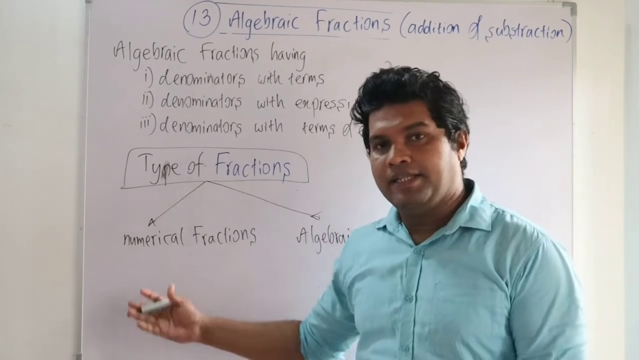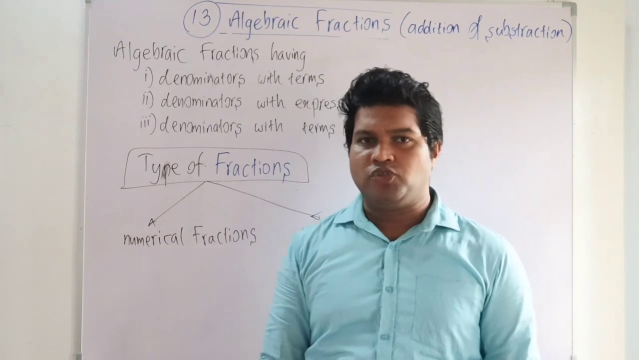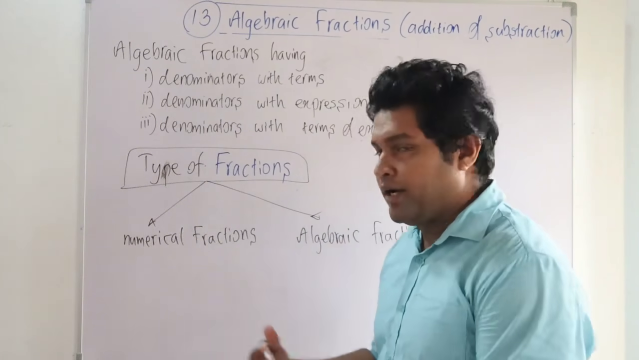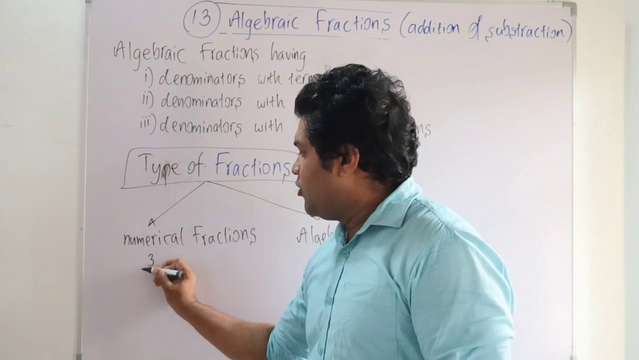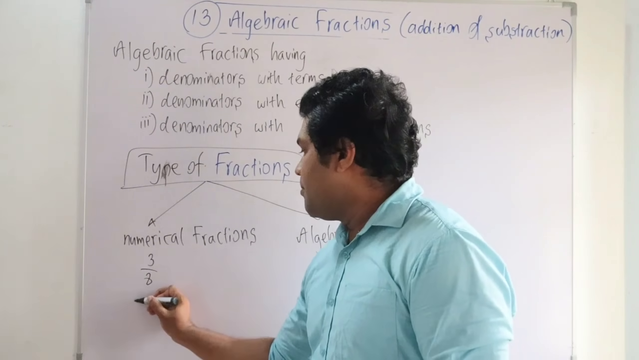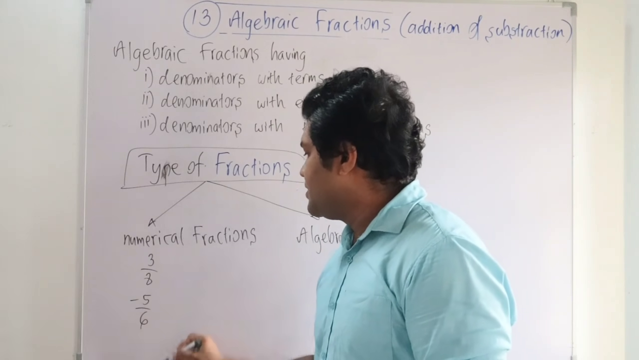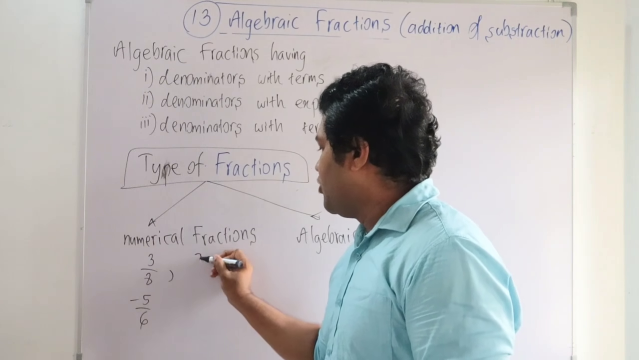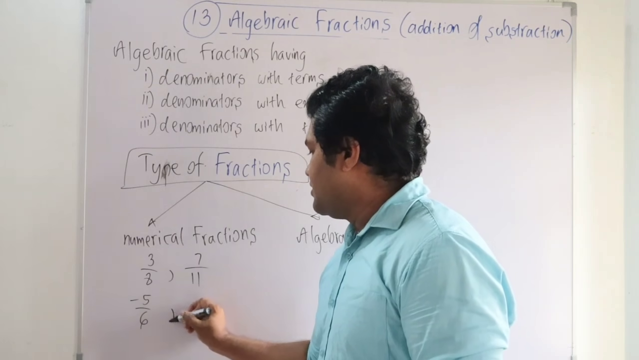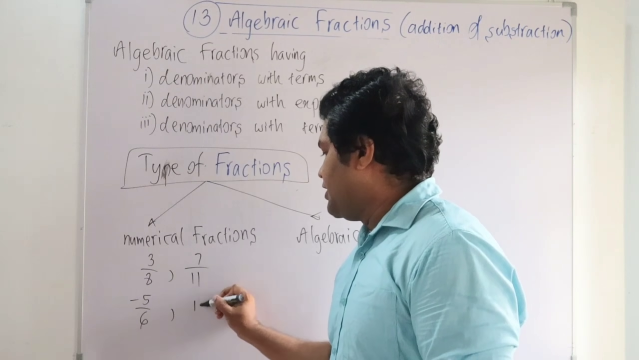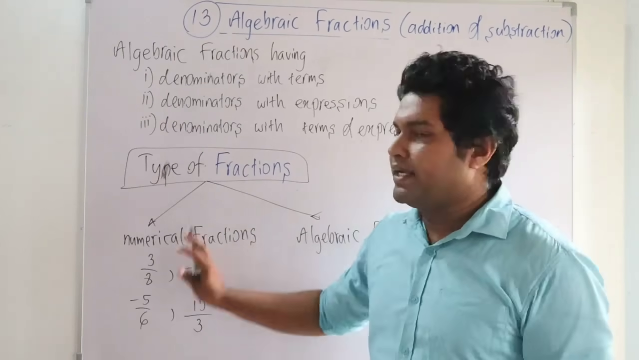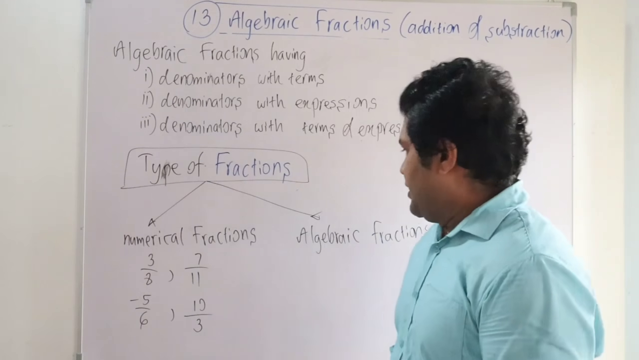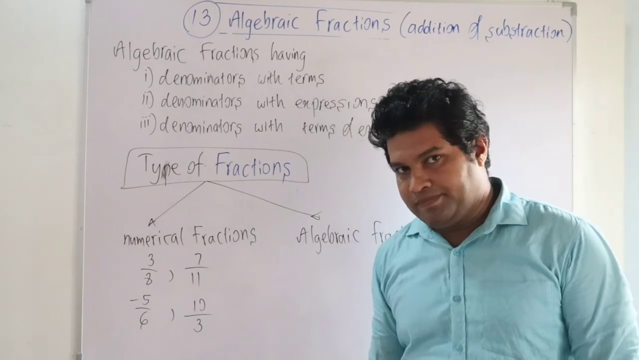What are the examples of numerical fractions? You know already what numerical fractions are: fractions like 3 over 8, minus 5 over 6, 7 over 11, and 10 over 3. These are the numerical fractions. But how do we form an algebraic fraction?